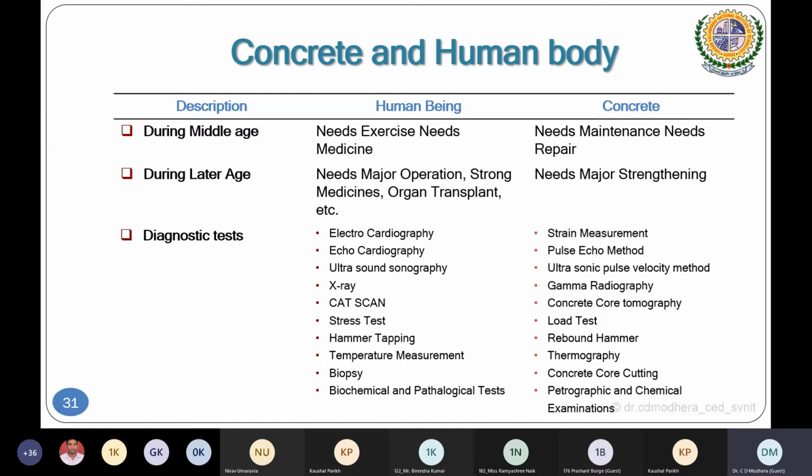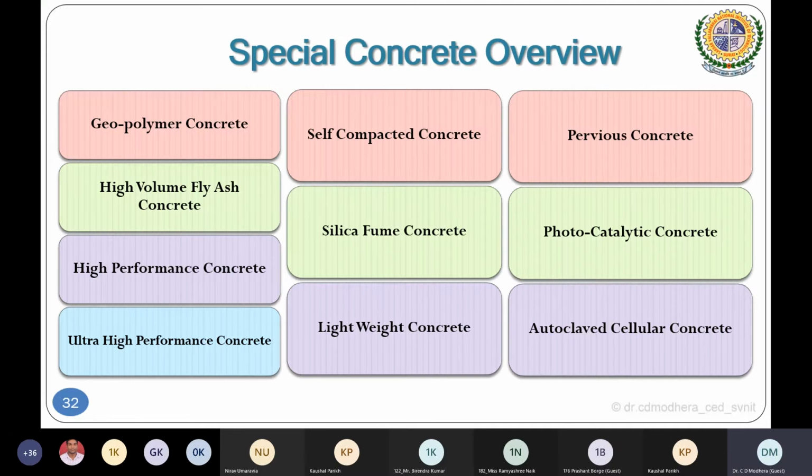Now, that last one is again very interesting, that humans also need to diagnose their behavior or health. Then so many tests have been derived. Everybody knows CT scan, ECG, echocardiography, biopsy, etc. But here also, concrete we should measure its strain measurement, pulse echo method, UPV sometimes we call it, and so many. Or sometimes a biopsy kind of thing, that is called concrete core cutting, petrography and chemical examination. Rebound hammer test we also usually use. So I think a few tests are very popular that we are using. So this is the meaning: you should not take it so easy, concrete is also as good as human. That is my intention to convey.